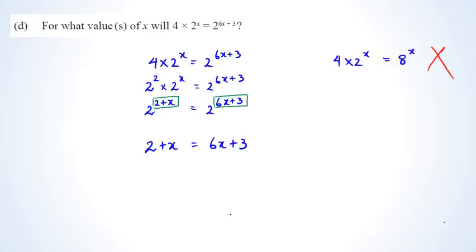And when I rearrange this, I'm going to get x minus 6x equals 3 minus 2. So I've got negative 5x equals positive 1, and x is equal to 1 over negative 5, or we can just write this as negative 1 over 5. So that's what we're looking for in this particular question, folks. Okay, so let's go to the next question.